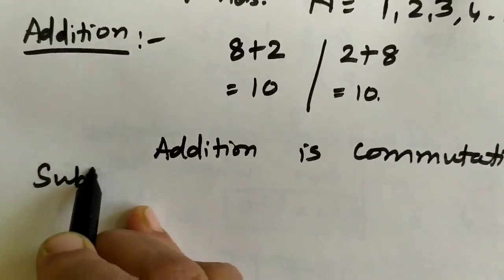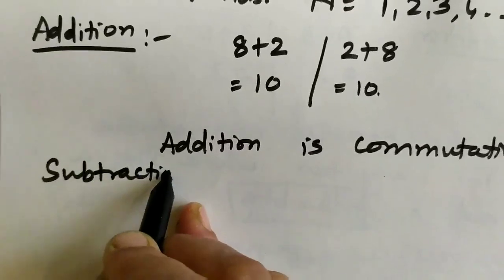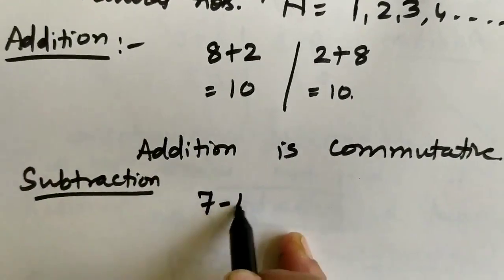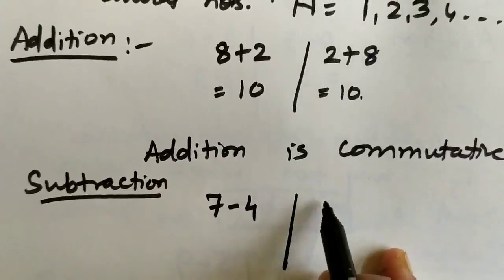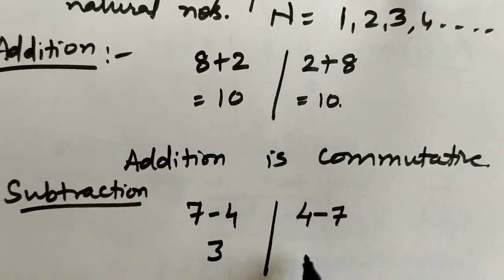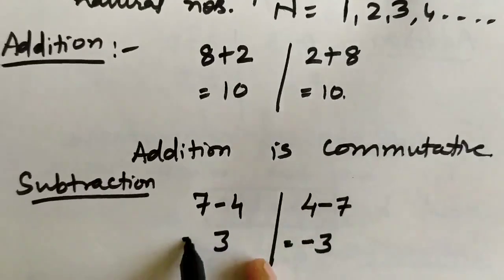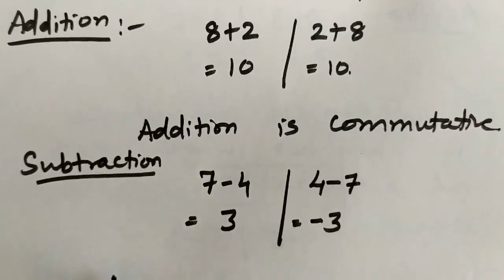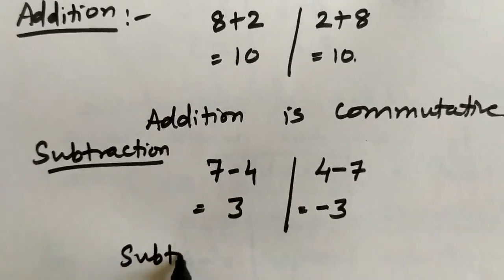Now let us see for subtraction. If we take two numbers, 7 minus 4, after interchanging the numbers it will be 4 minus 7. Here the answer is 3, but here the answer is minus 3. So we can say both the answers are different, and so subtraction is not commutative.